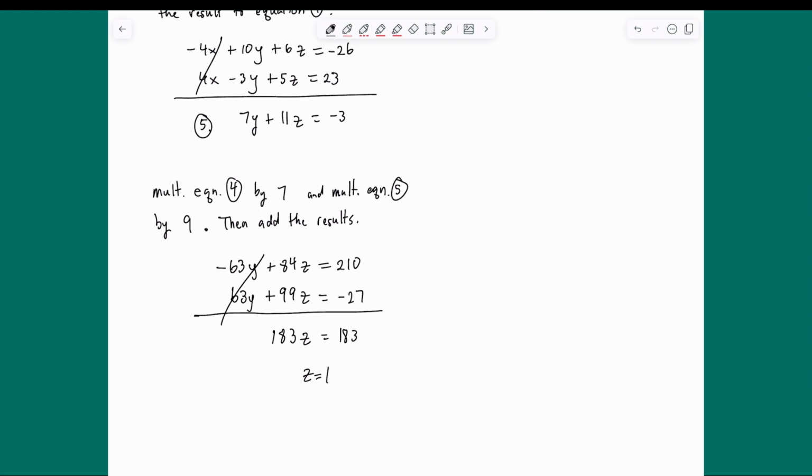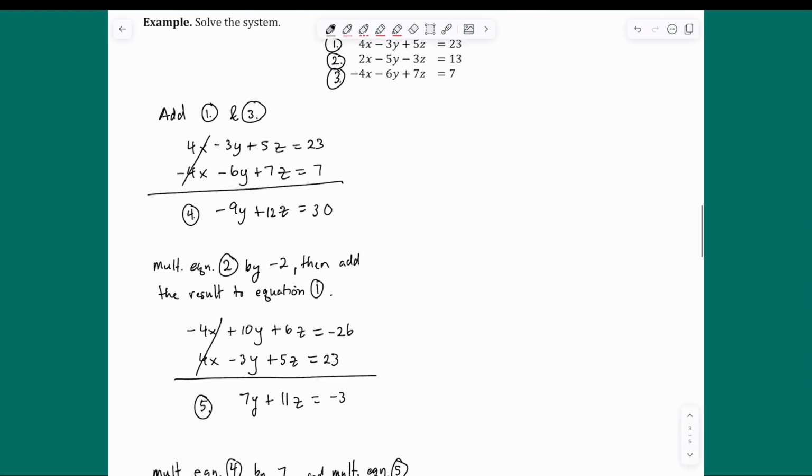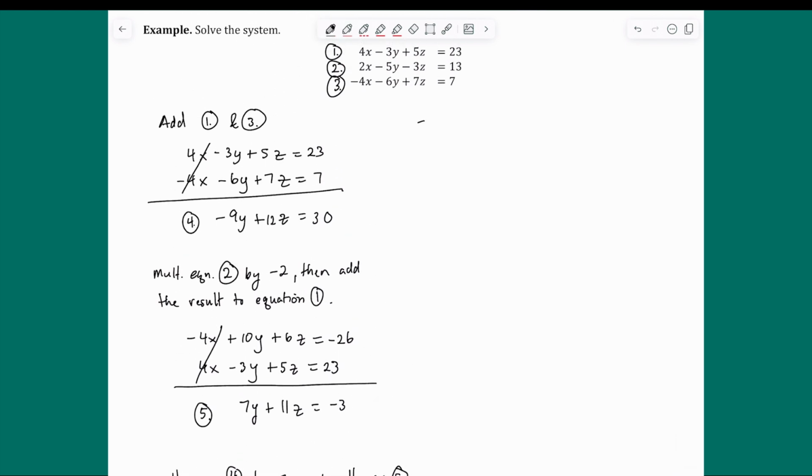Okay, so now we're going to use z equal to 1, and come back up here again and substitute. Sub back into equation, say, 4, and solve for y.